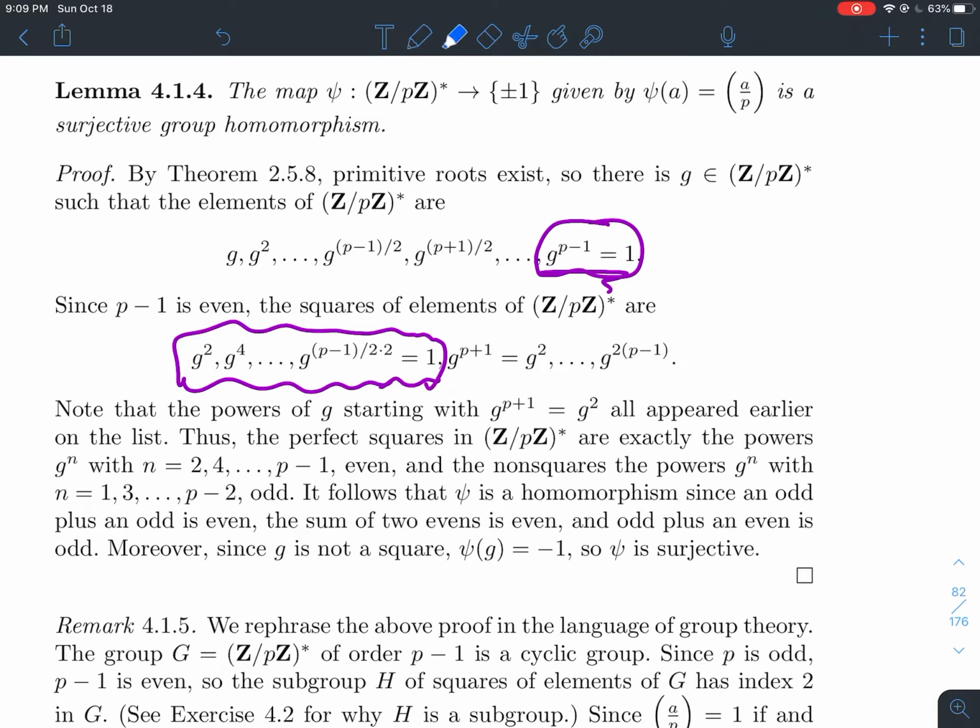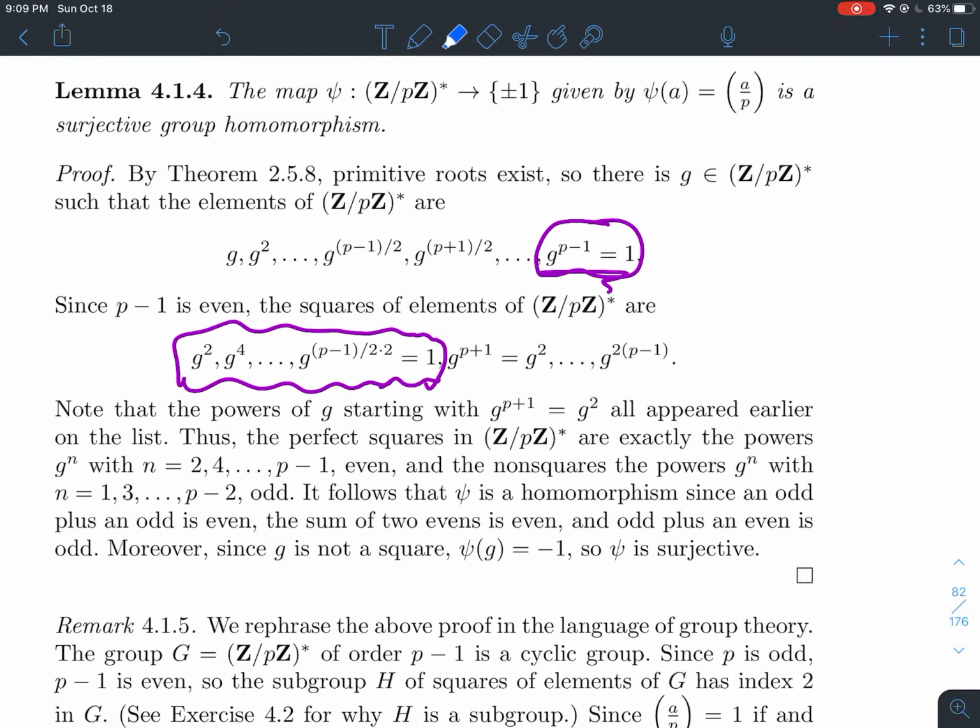So where are we at as far as the proof goes? All the perfect squares in Z mod PZ star are exactly the powers G to the n, where n is an even number. And what are the non-squares then? Well, the non-squares are the in-betweens. And what's in between the G's that have even powers? Of course, it's the G's that have odd powers. So the non-squares mod P would be the powers G to the n, such that n is an odd number. So I hope that makes sense so far.